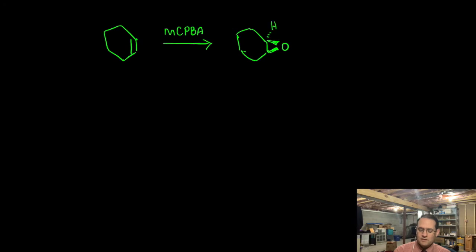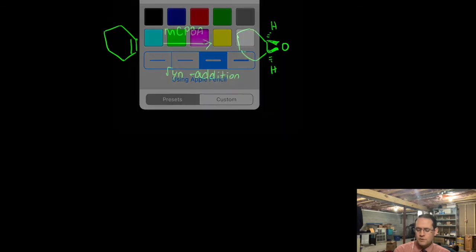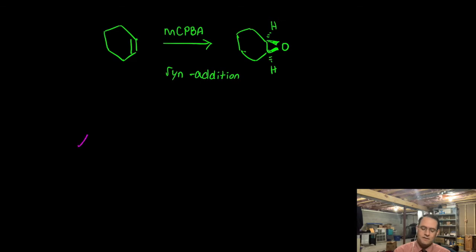In one fell swoop, you can transform an alkene to the epoxide, and it happens through a syn addition. So if you treat this with mCPBA, you form the cis epoxide in this case. Okay. All right. So this is a syn addition of oxygen across the two carbons of that alkene.